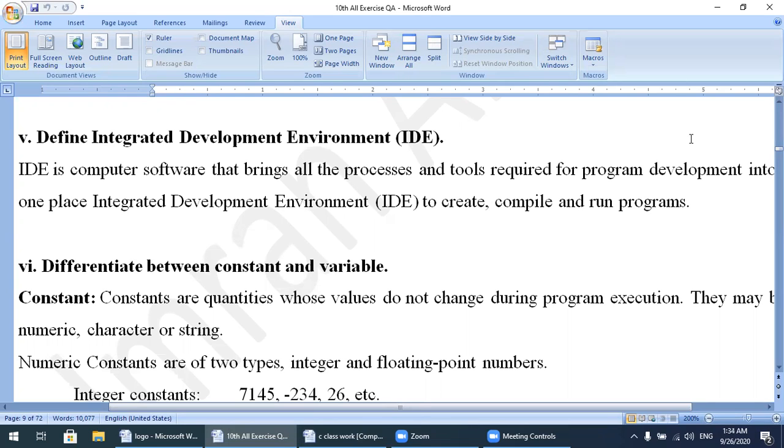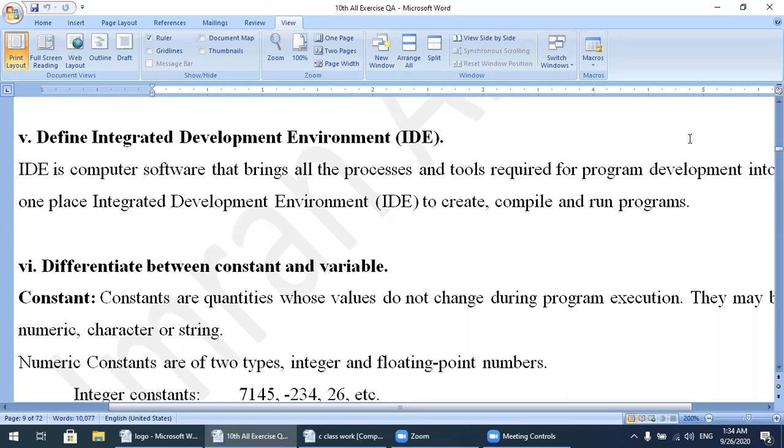Integrated Development Environment, IDE. The purpose is to create, means writing the program, and compile. Compile means checking a program for errors. The purpose of the compiler is to find the errors, and it will convert your whole program into an obj file. Third purpose is running a program. Running means to check the desired output.